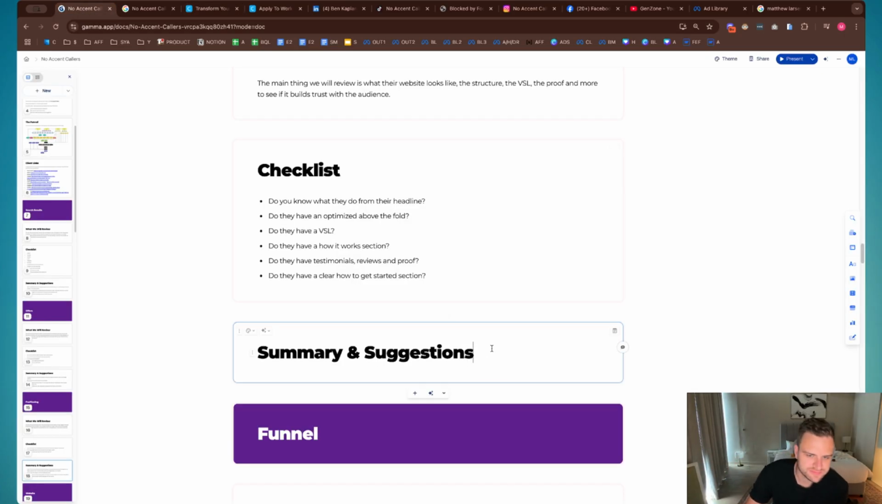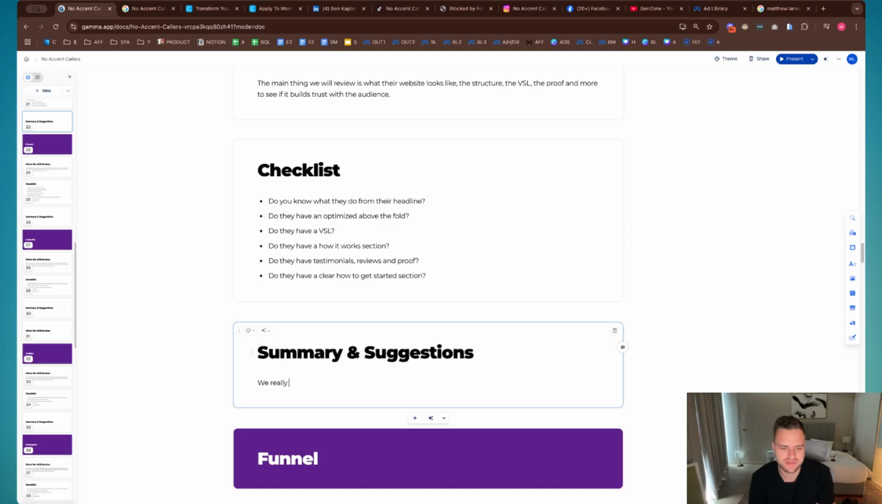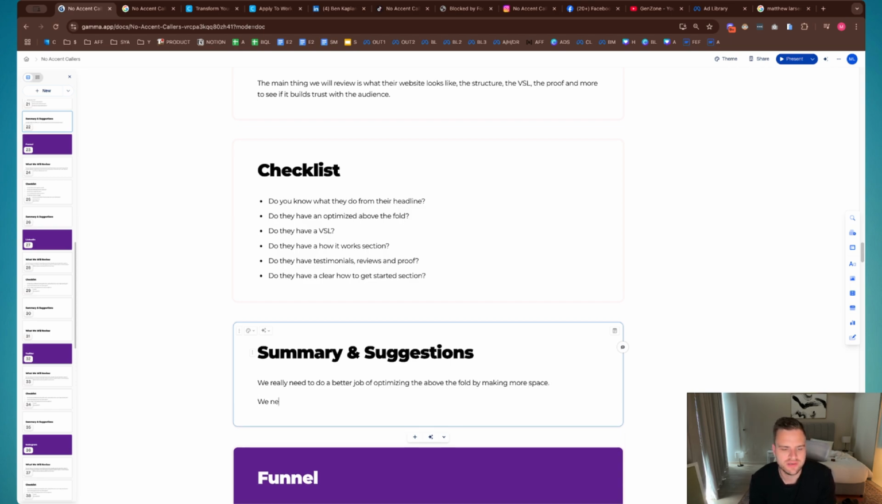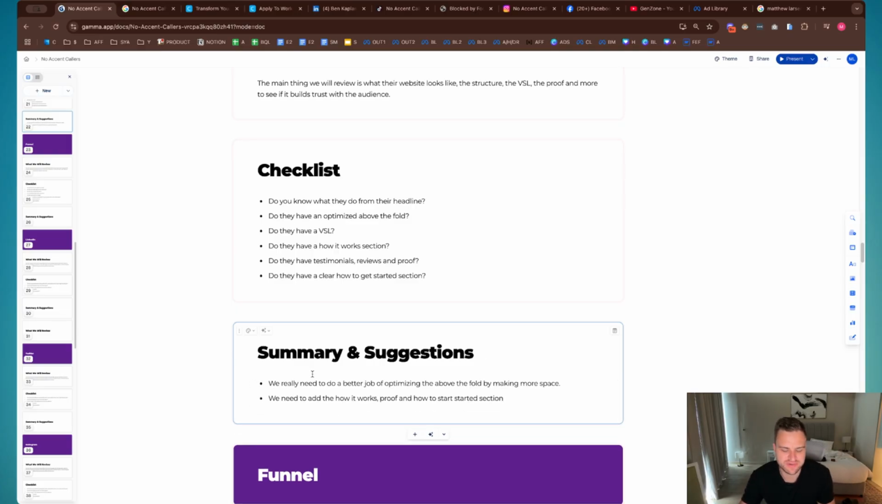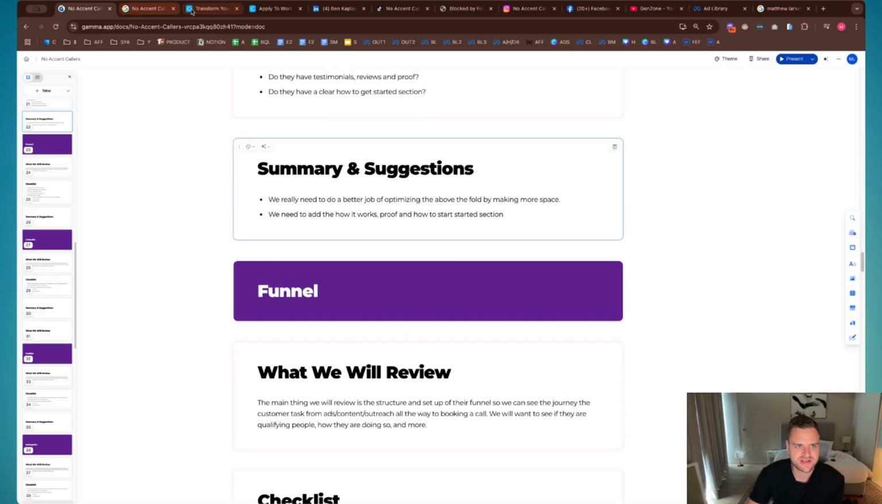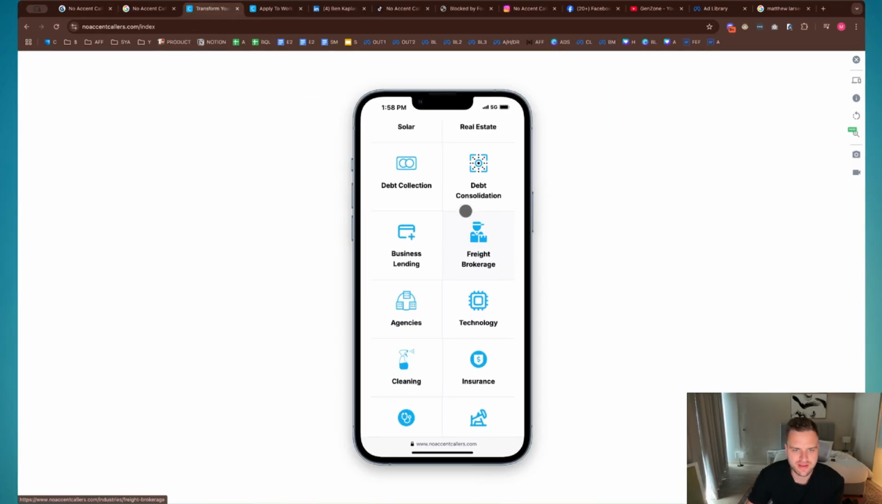So I would say we really need to do a better job of optimizing the above the fold by making more space. We need to add the how it works, proof, and how to get started sections. There's not really any feedback on those, they just don't exist. A lot of the other sections I would say are not that useful.